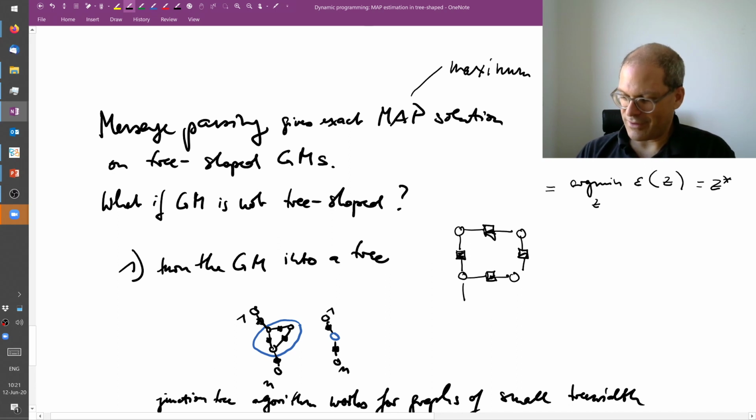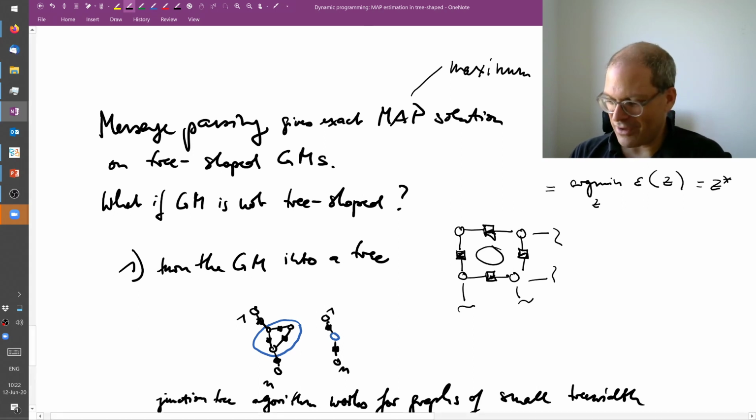And let's now... this was just 4 pixels. So if we continue this, now not exactly a tree, anything but a tree. So we have lots of loops here. So what do we do if a graphical model is not tree-shaped?